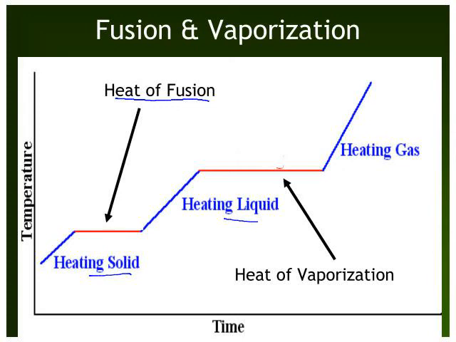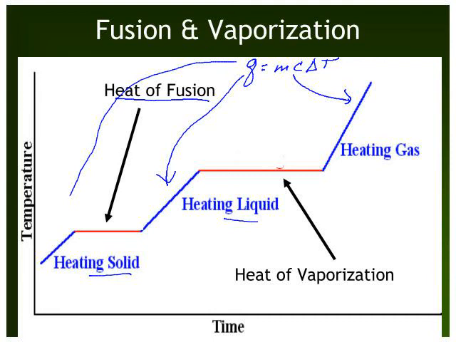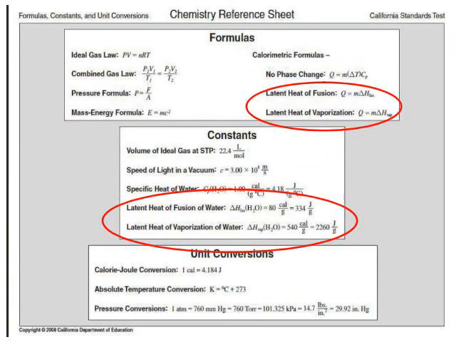Last section, what we did with our Q equals mc delta T, those formulas correspond to these blue lines on the graph. Now we're going to try and figure out how much energy it takes to make the red lines on the graph, to change a solid to a liquid or a liquid to a gas. Now again, with your periodic table, you have the information given to you.